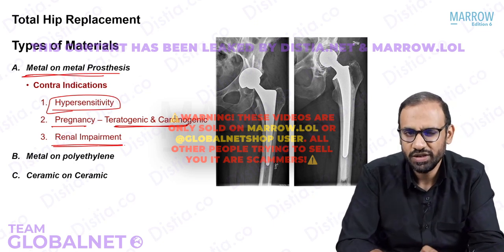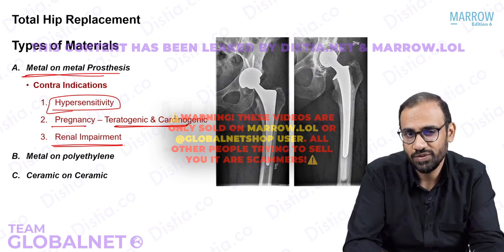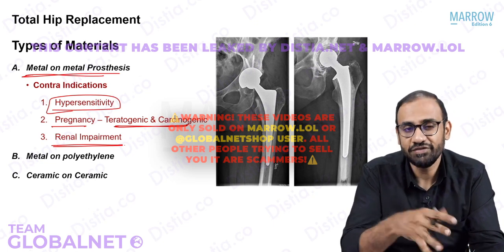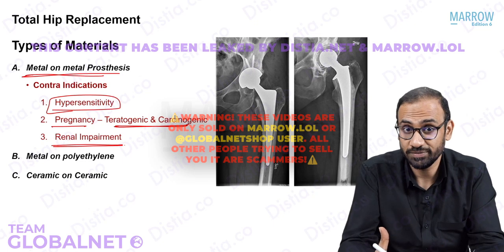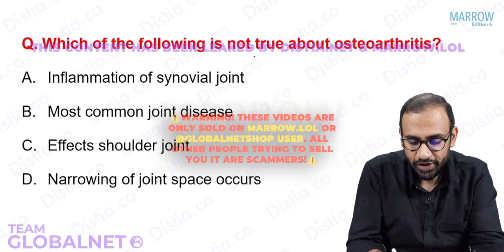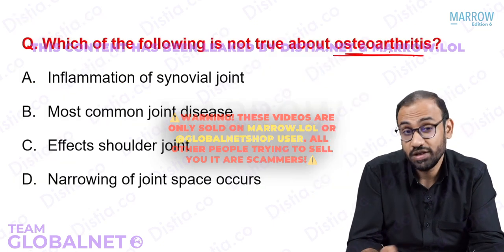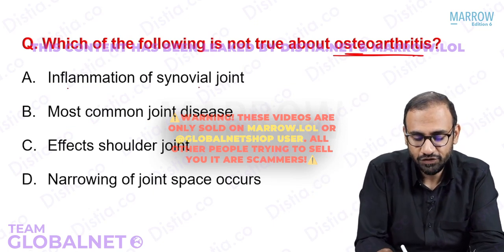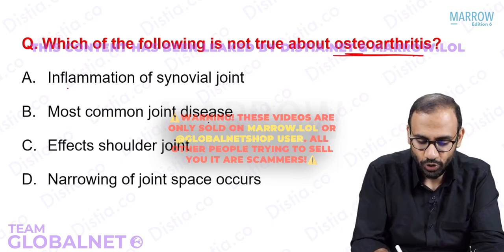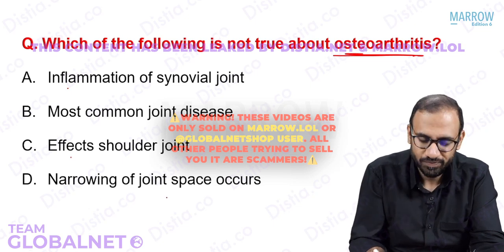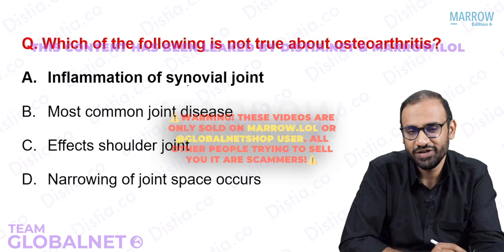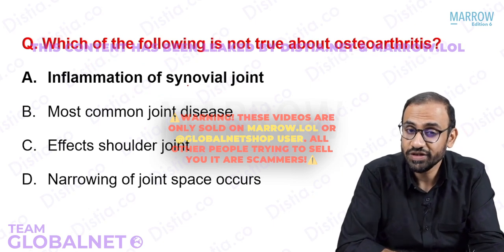So those were some novel questions asked in TKR and THR that I've taught you in the form of questions, because you don't need to know everything around them. Which of the following is not true about osteoarthritis? It's an inflammation of the synovial joint, most common joint disease, affects shoulder joint, narrowing of the joint space. Which is not true? It's not an inflammation of the synovial joint. It's basically a disease of the cartilage.